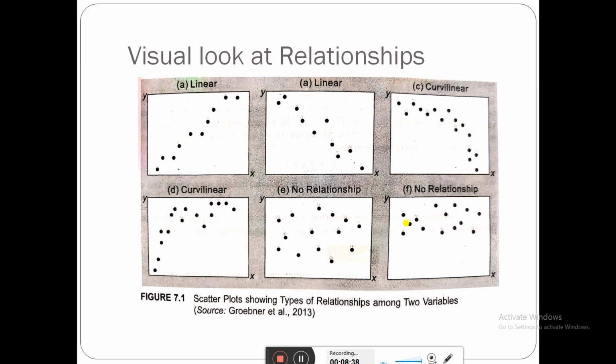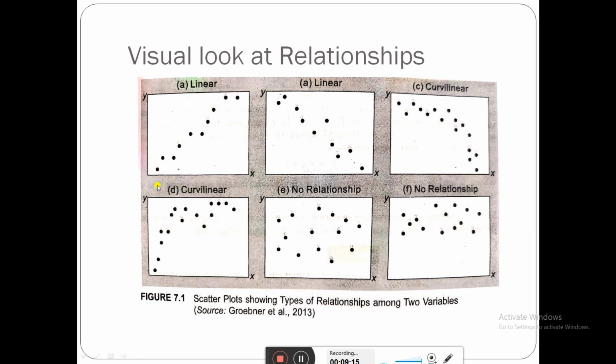See here, two variables are there. One is along the x-axis, another one is along the y-axis. These two variables show the relationship. We put the data points here for x and y, and based on this, it shows the relationship. What is the relationship between x and y? This can be shown as linear, curvilinear, or no relationship. There are three types of relationships. We are going to see those things.